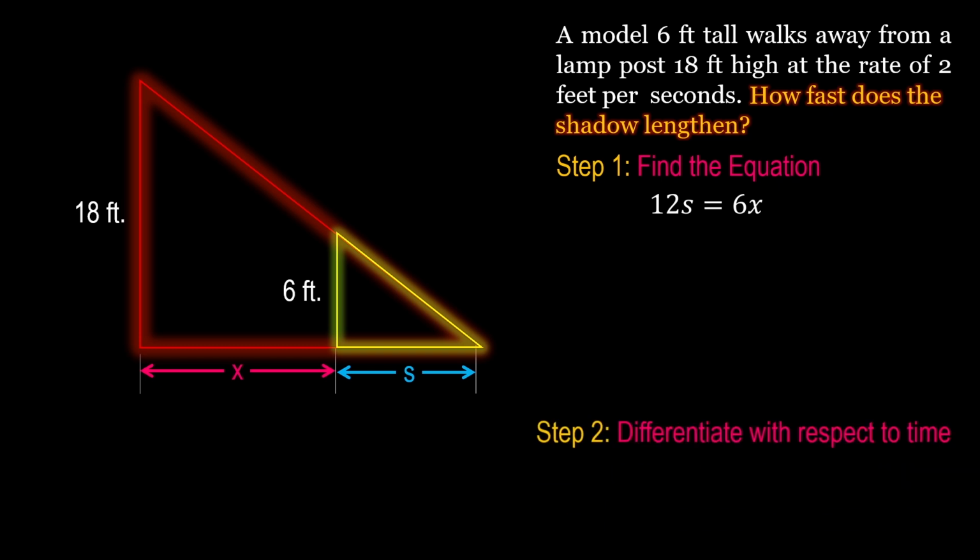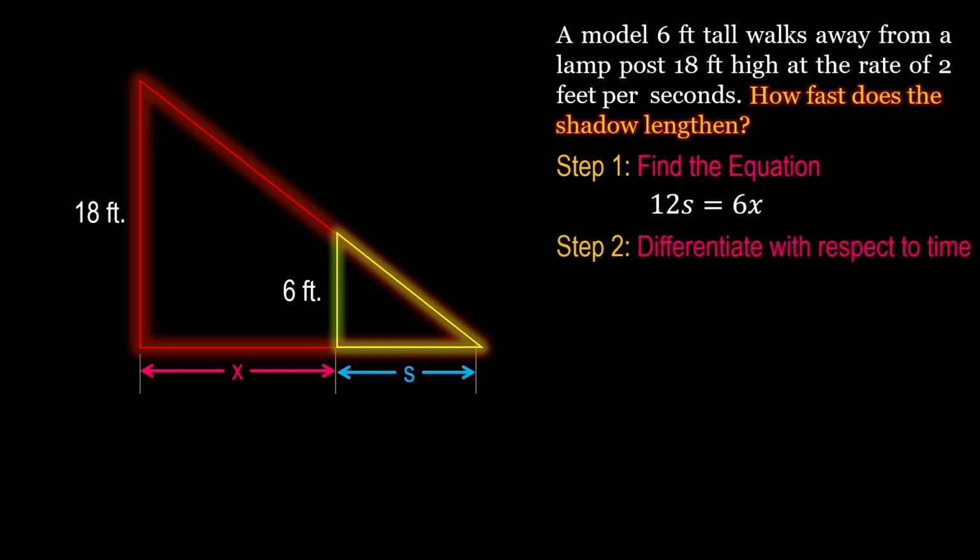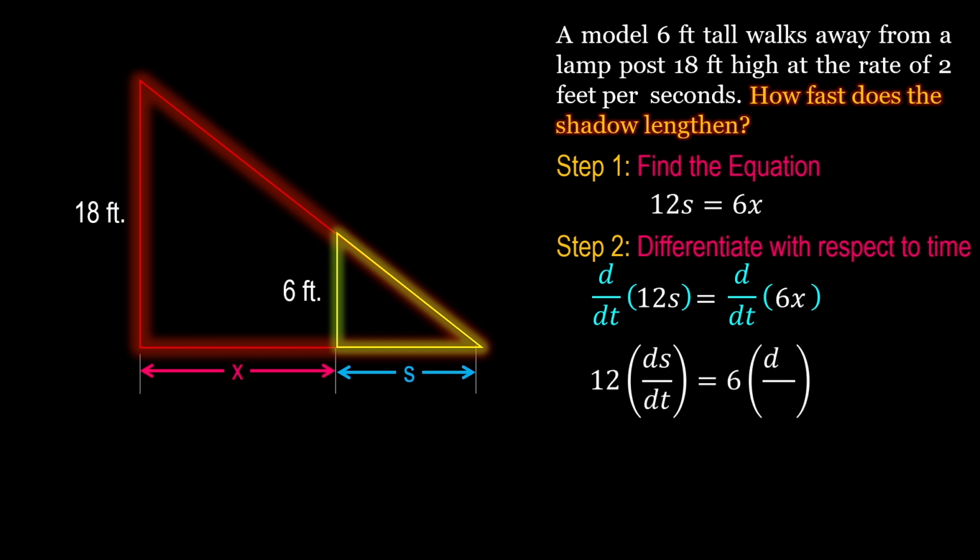Now, the next step is to differentiate the equation with respect to time. So we'll get that equation and we'll differentiate it with respect to time, and we'll have 12 multiplied by ds over dt is equal to 6 dx over dt. And so this is our answer for step number 2.